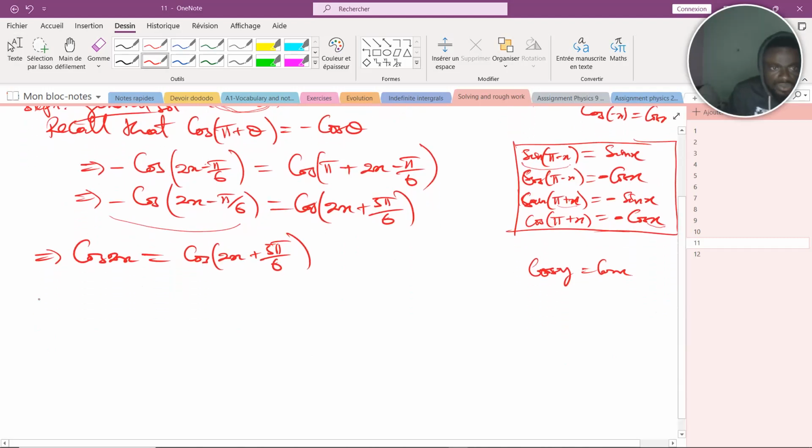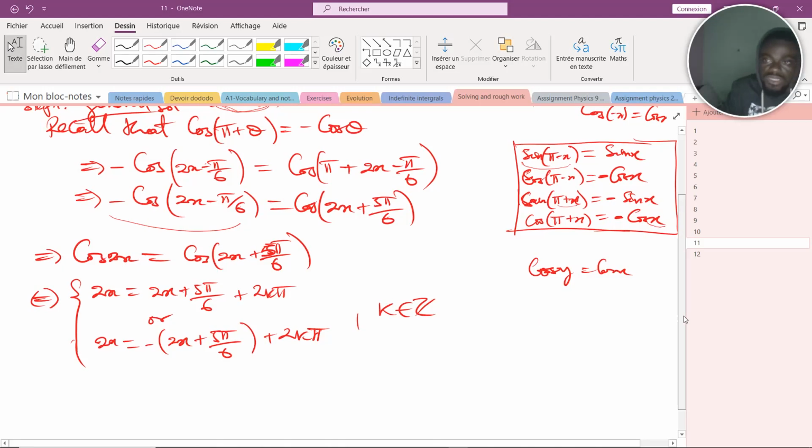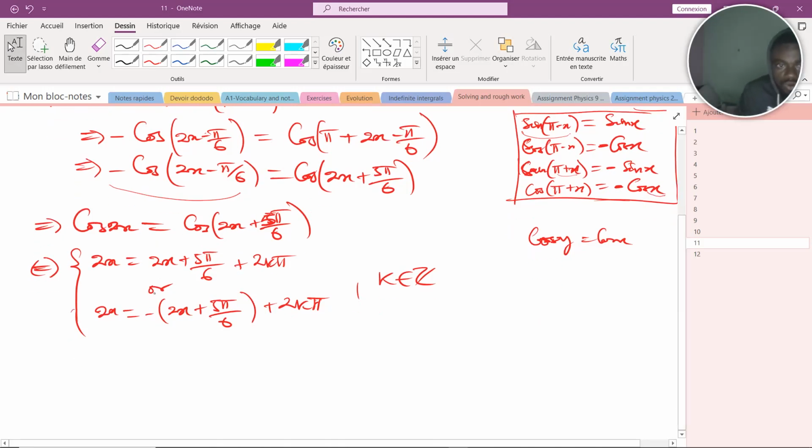So the general solution, of course, is implied by 2x would be equals to this 2x plus 5 pi on 6 plus 2k pi, or 2x will be equals to minus of all this, minus 2x plus 5 pi on 6, plus 2k pi, where k belongs to the set of integers. Never forget that. And don't forget also your or.